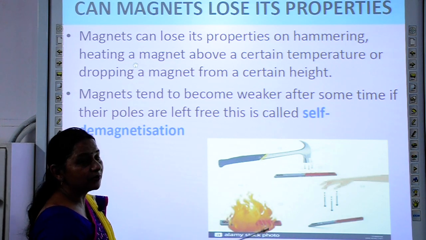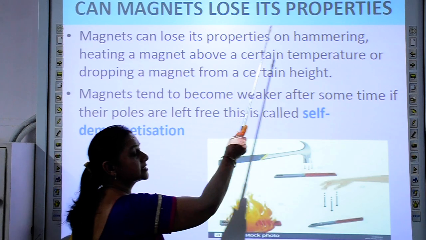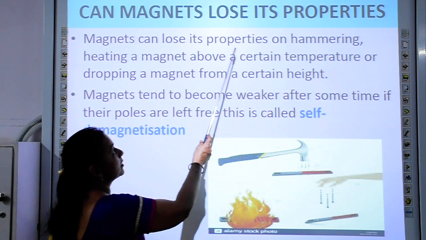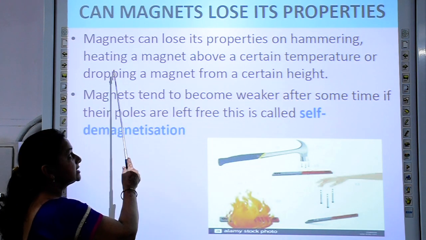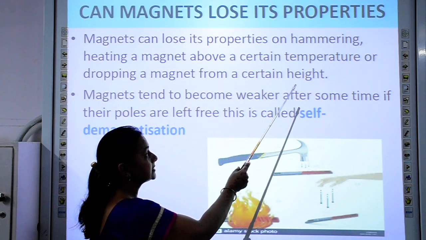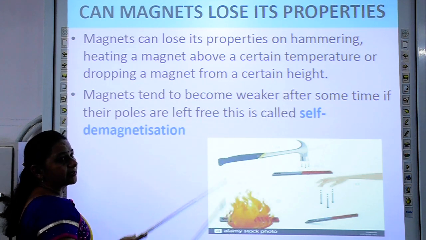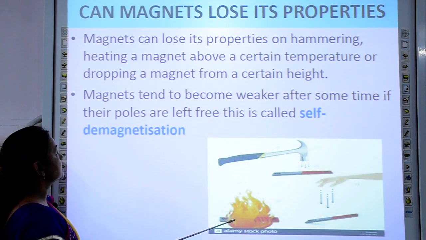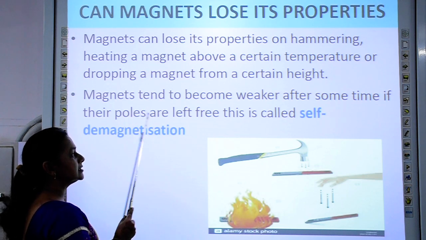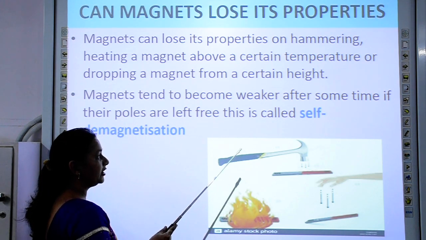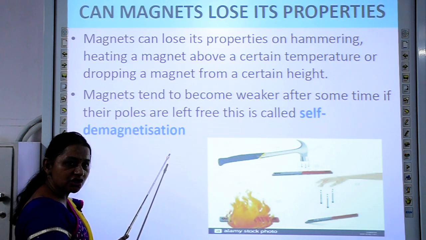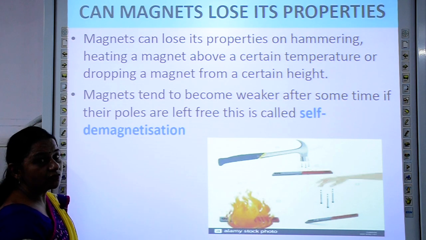Now, you must be wondering, can a magnet lose its properties? Yes, a magnet can lose its properties on hammering, heating the magnet above a certain temperature, or when we drop a magnet from a certain height. When these are done, a magnet may lose its properties. Again, magnets tend to become weaker after some time if their poles are left free. If they are left free, their poles become weak, and this is called self-demagnetization.